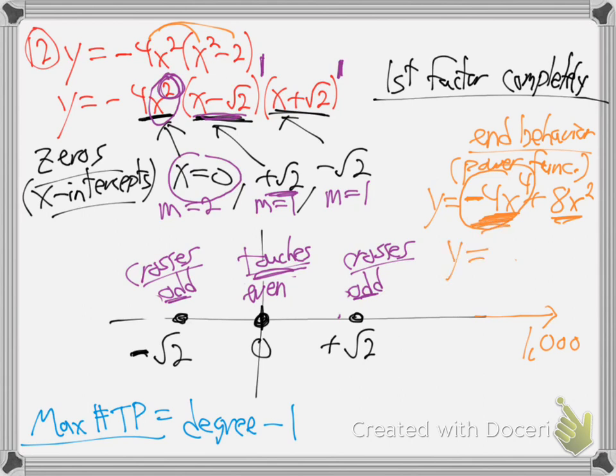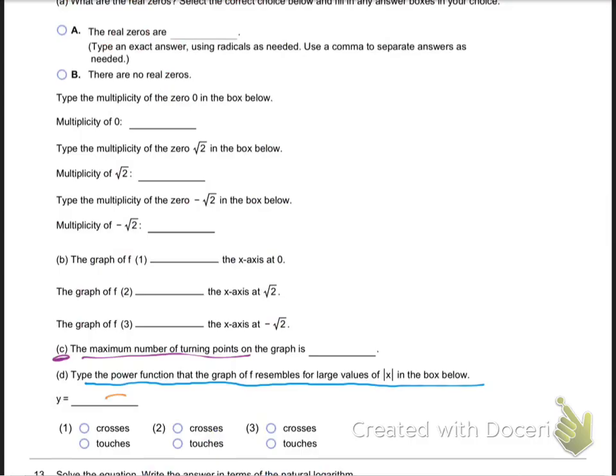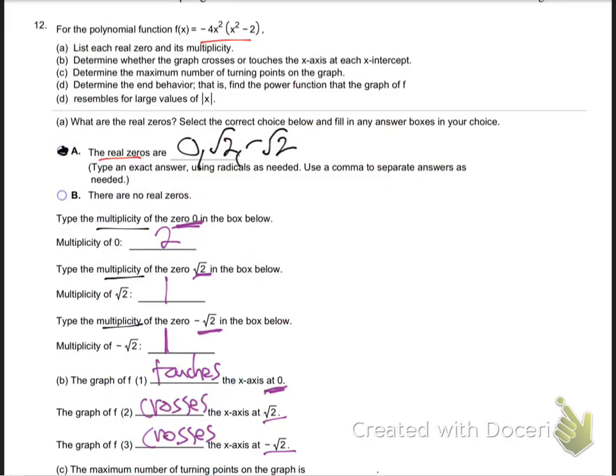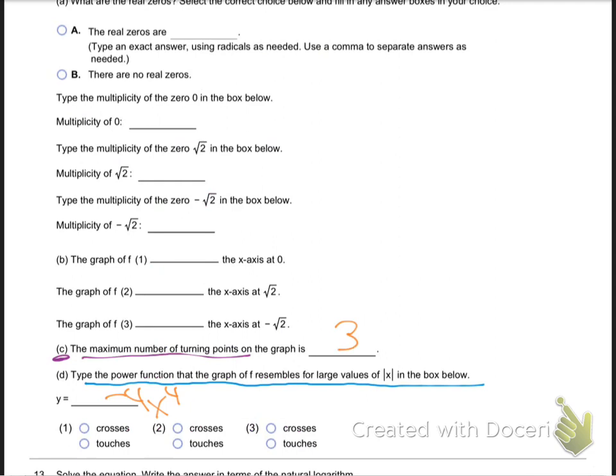And so minus 4x to the 4th is the answer they want to the last question, the power function. Let's go over here. So that's right here, minus 4x to the 4th. That's the power function. That's the main power the function has. So now the degree, therefore, is 4. It's the power. The degree is the highest power. So what's the maximum number of turning points? 4 minus 1, 3. So if we go back here, we'd say, 3 is the maximum number of turning points.